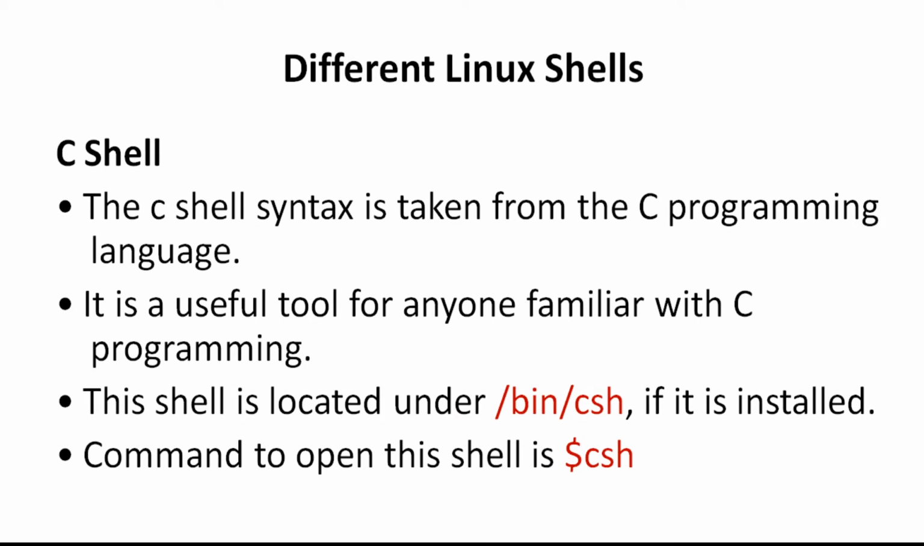Then the next shell is called the C shell. The C shell has a syntax similar to the C programming language, and it is a very useful tool for any programmer who is familiar with C. The shell is located in /bin/csh, and this shell will also be detected only if it is installed. The command to open this shell is $csh.